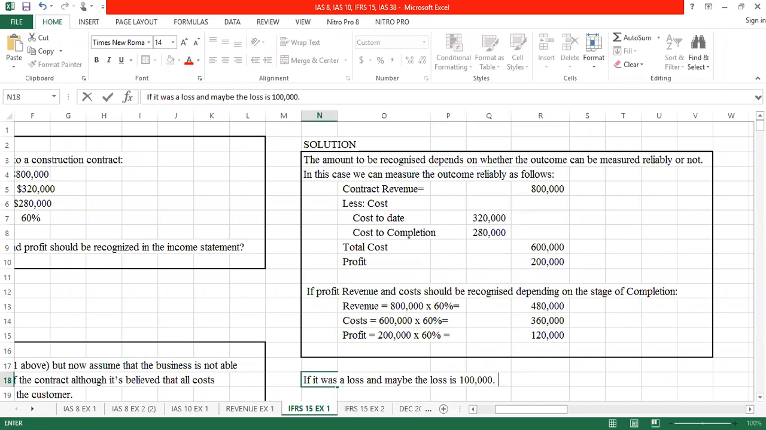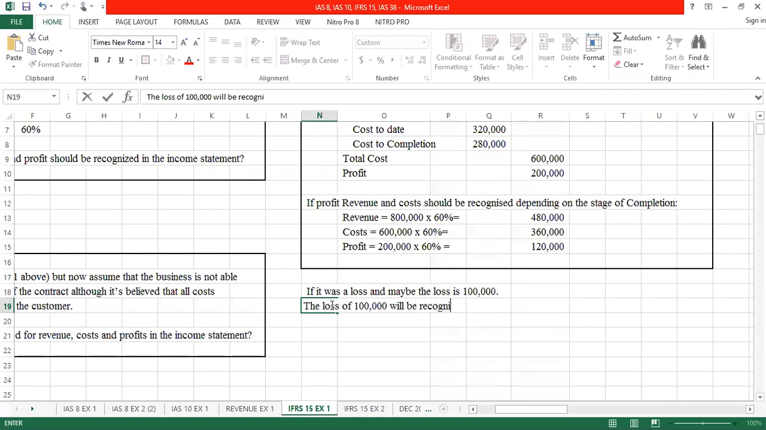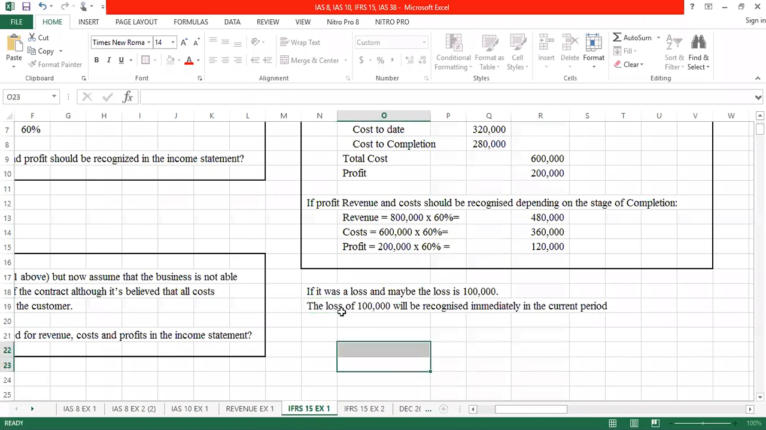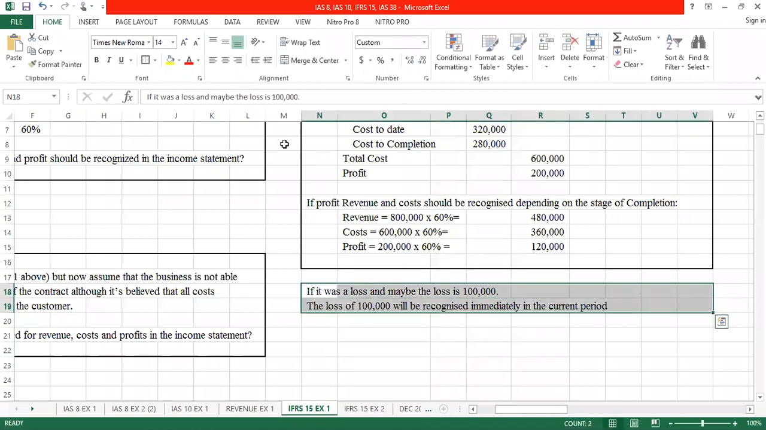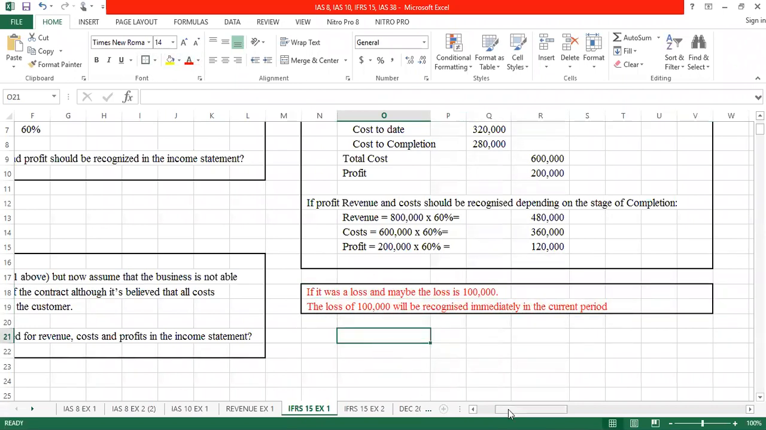What did we say? If it was a loss and it is 100,000, the loss of 100,000 will be recognized what? Immediately. In the current year, in the current period. So if it was a loss, this is what you do in the current what? Year. This is just an example which was not there actually. So don't mix that it was in a question.